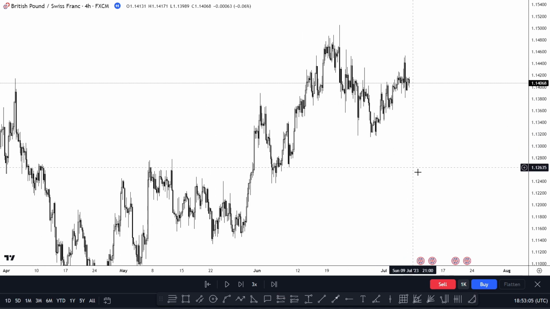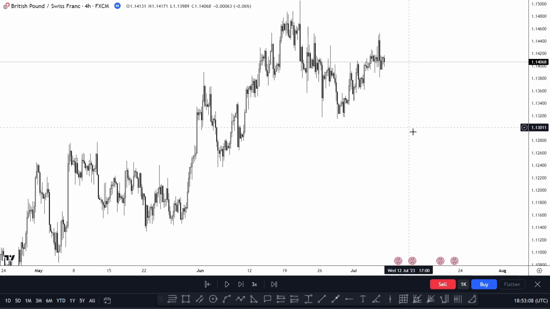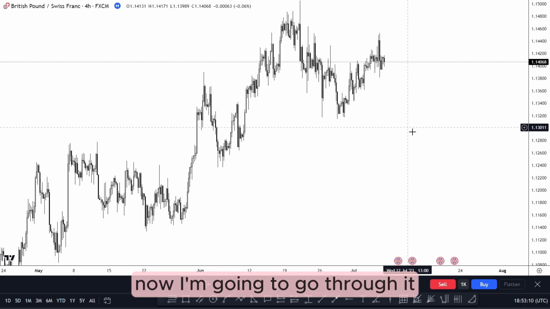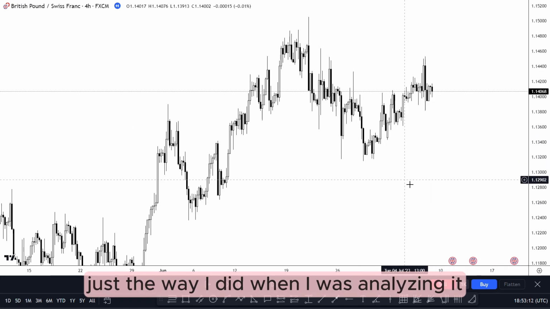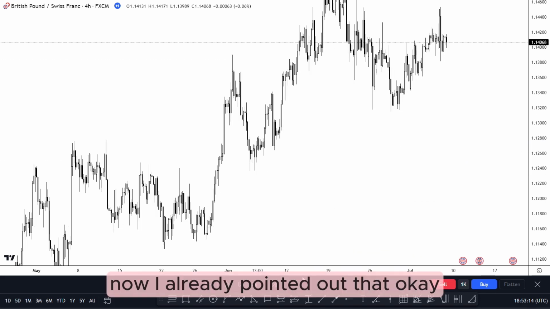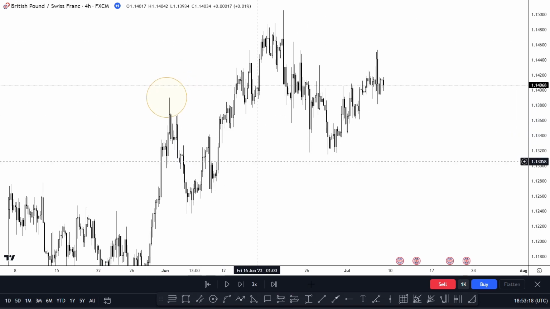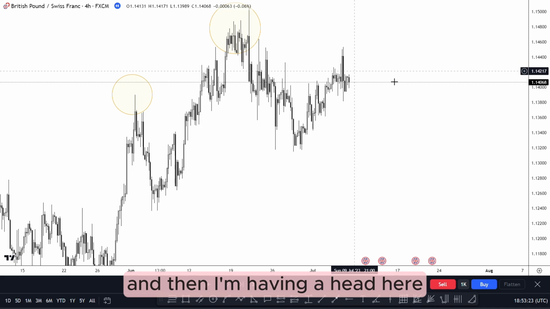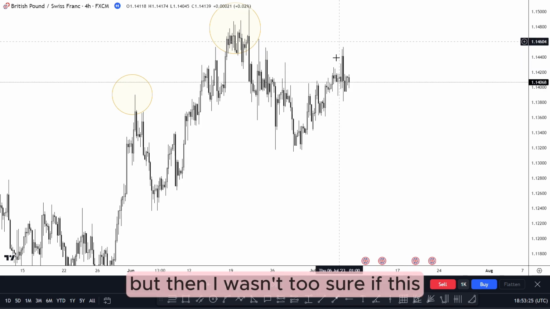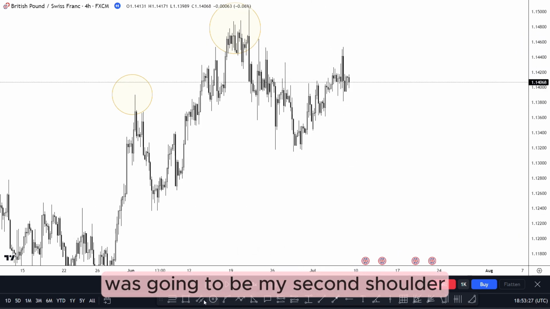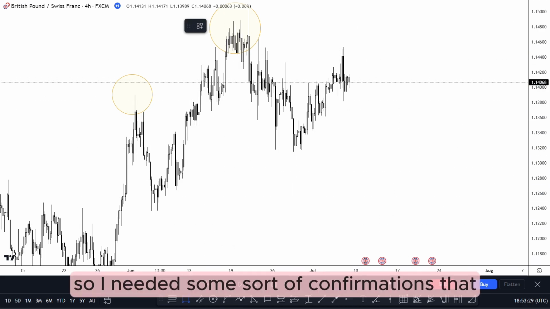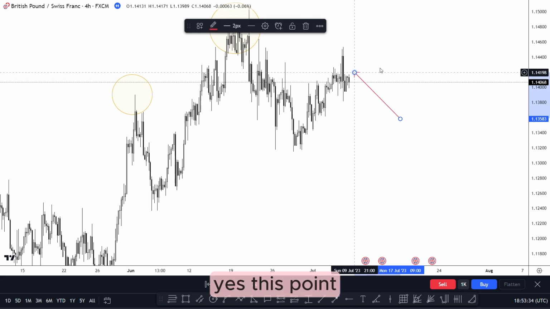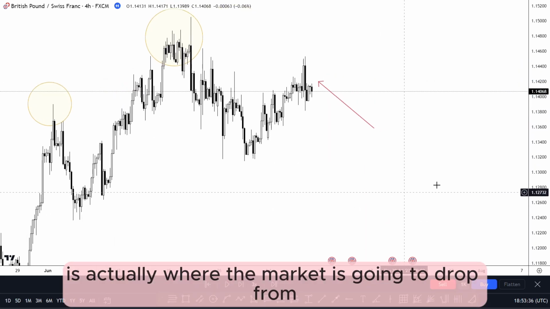So now I'm going to go through it just the way I did when I was analyzing it. Now I already pointed out that this was my first shoulder, and then I'm having a head here, but I wasn't too sure if this was going to be my second shoulder, so I needed some sort of confirmation that yes, this point is actually where the market is going to drop from.